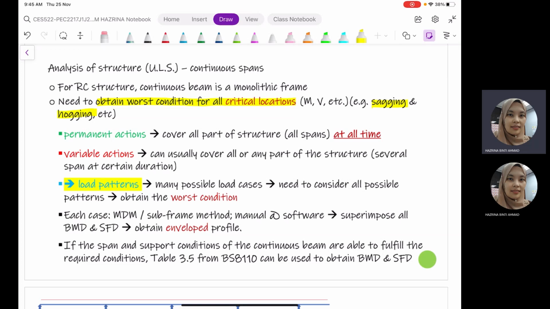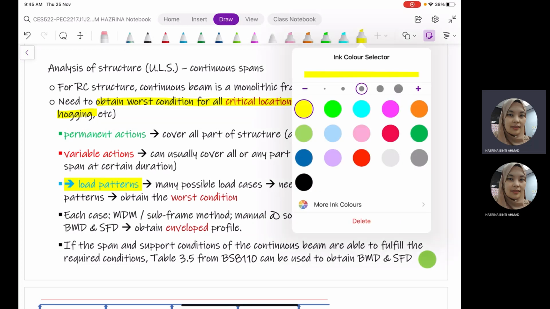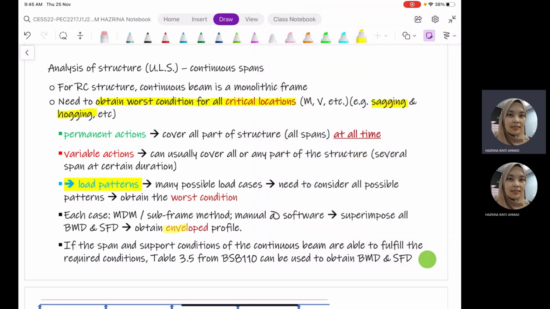If you are doing it manually, then after you have done the moment distribution method for each case, we can superimpose all the bending moment diagrams and shear force diagrams in order to obtain the envelope profile. Basically I have already explained this earlier, when we referred to the Mosley textbook. You can also refer to that with regards to how we obtain the envelope profile.